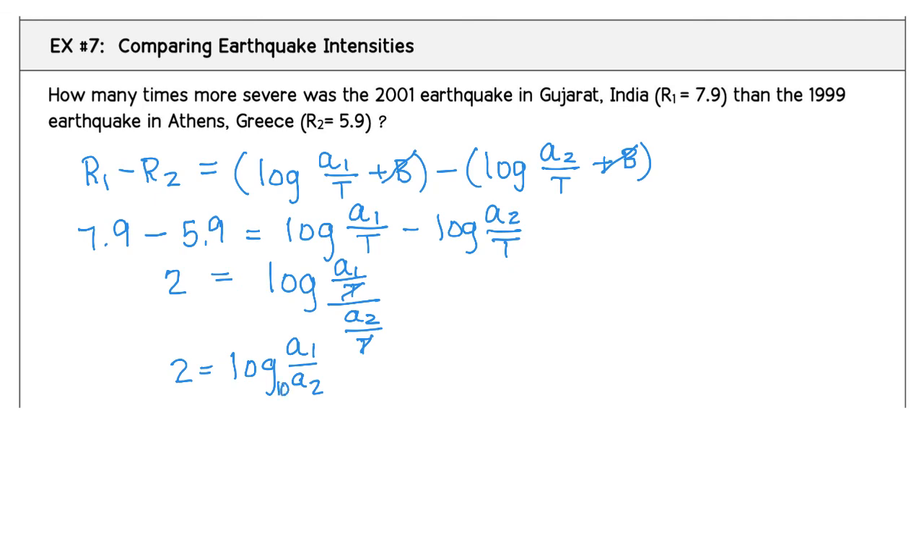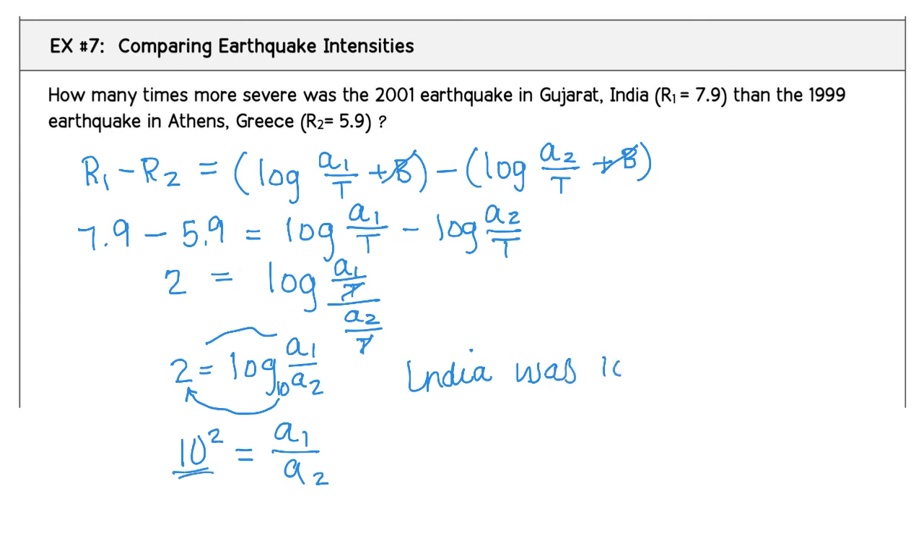This is base 10, so we're going to raise it to the second power. So 10 squared is going to be equal to A sub 1 over A sub 2. And so what this is telling me is that India was 10 squared, or 100 times, greater than Greece.